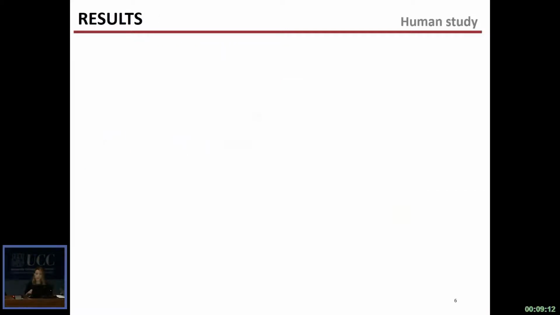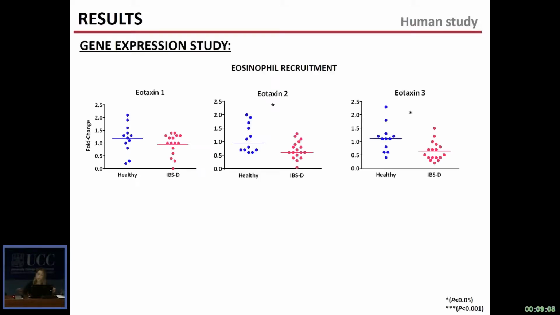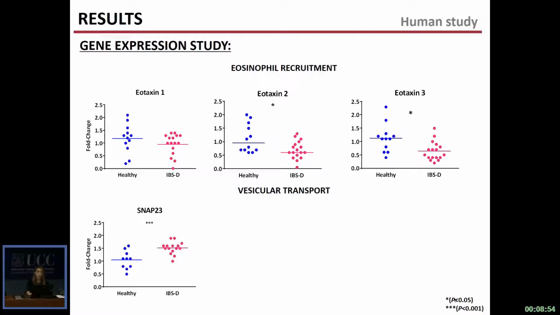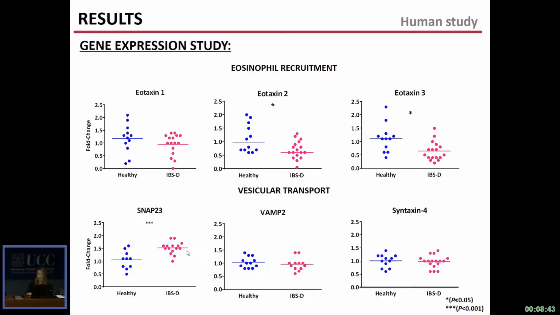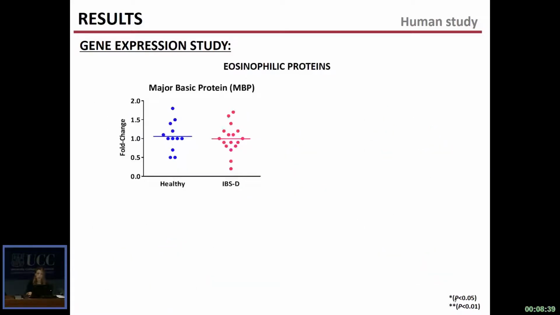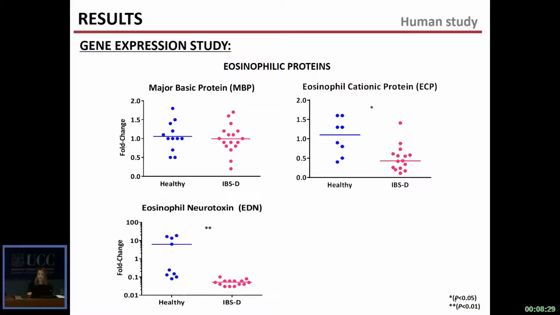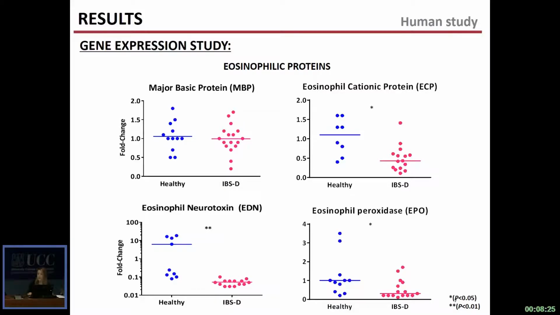As a result, in the human study, mucosal activity evaluated by gene expression showed a decrease in eotaxin 2 and in eotaxin 3 gene expression in the IBSD group, suggesting less recruitment of eosinophils into the jejunal mucosa. We also observed an upregulation of SNAP23, a protein related to vesicular transport, in the IBSD group, suggesting an increase in secretory activity in this group, despite no differences in VAMP2 and syntaxin 4 being seen. The analysis of the eosinophilic cationic proteins showed no changes in MBP gene expression between groups, but showed a decrease in ECP, in EDN, and in EPO gene expression in the IBSD group, which suggests a less inflammatory state of eosinophils in this group.